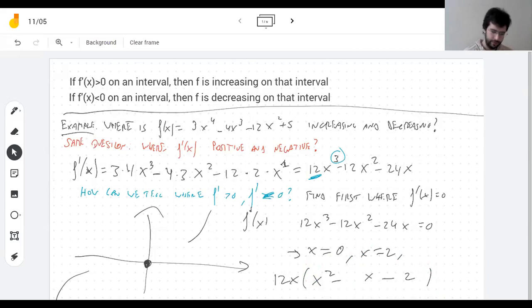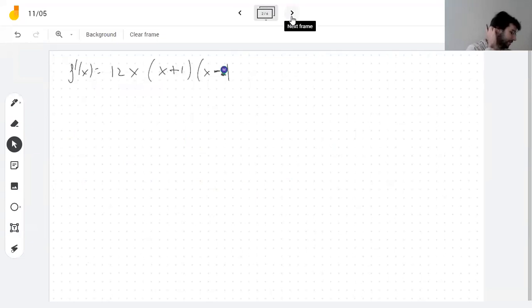And one more? X is minus 1. When x is minus 1. It's a polynomial of degree 3, so we expect it to have 3 solutions. Once you have a degree 2 polynomial, you know the two solutions: their product is negative 2 and their sum is 1. So that's probably the easiest way. Okay, so the derivative is 12x times x plus 1, x minus 2. That means it passes through 0 three times.